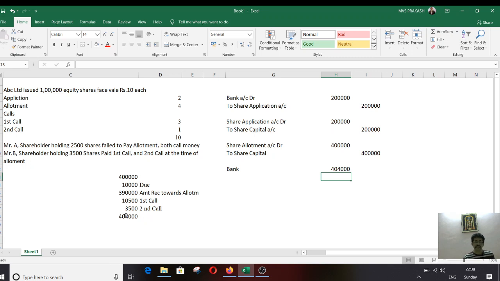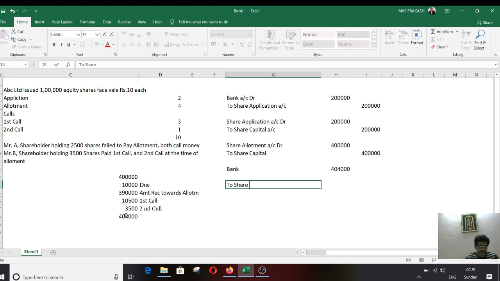Now I need to segregate. I cannot transfer this entire 4,04,000 to allotment. What will I do? To share allotment, how much will I transfer?